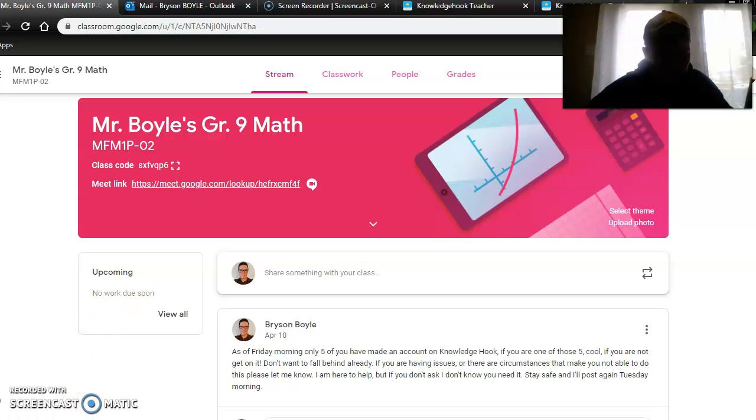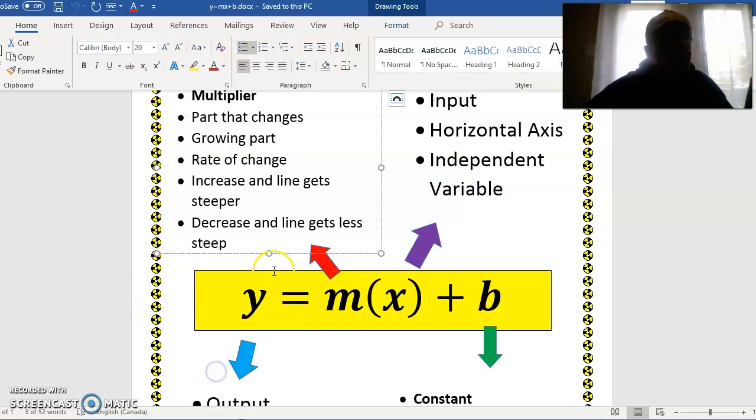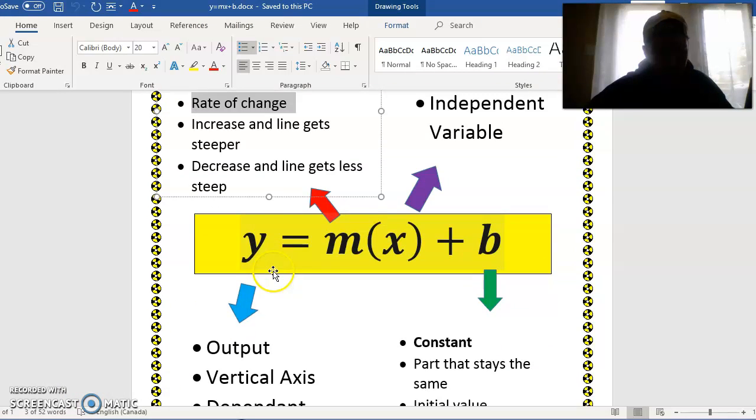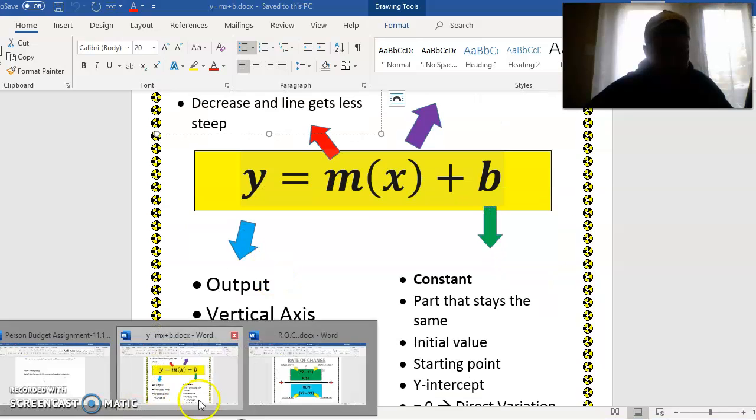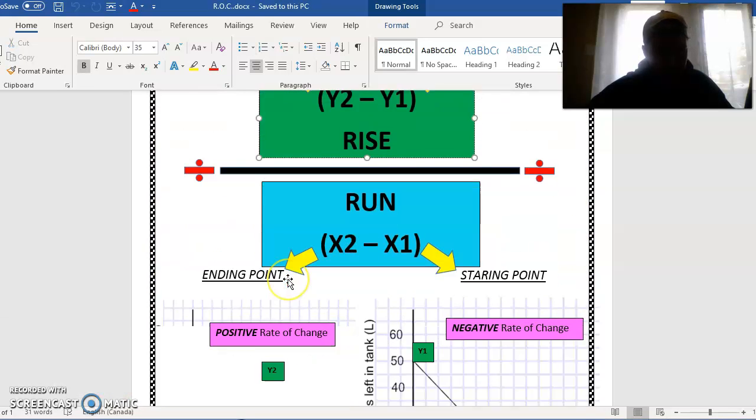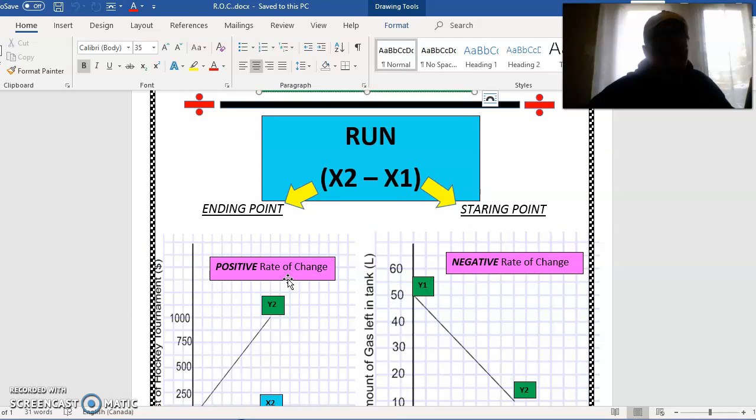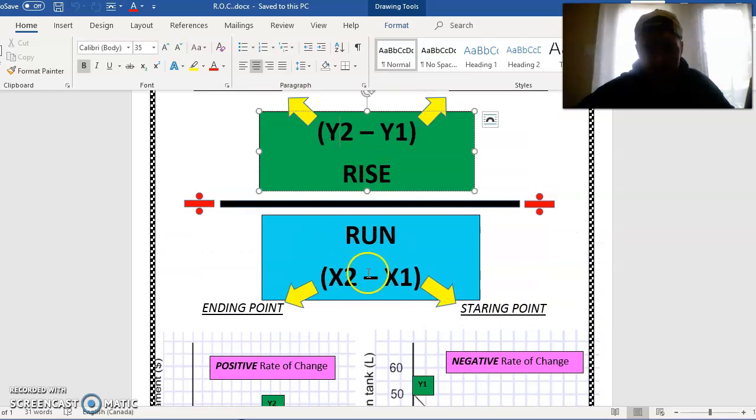All right? I'm going to post these 2 documents in Google Classroom as well. This y equals mx plus b document and this slope document, rate of change, to help you out. And I'm going to post this video attached as well. So to reiterate, multiplier is what changes. Constant stays the same. Rate of change is rise over run. Change in the y-axis, or the height, versus change in the x-axis, or the starting and end points.